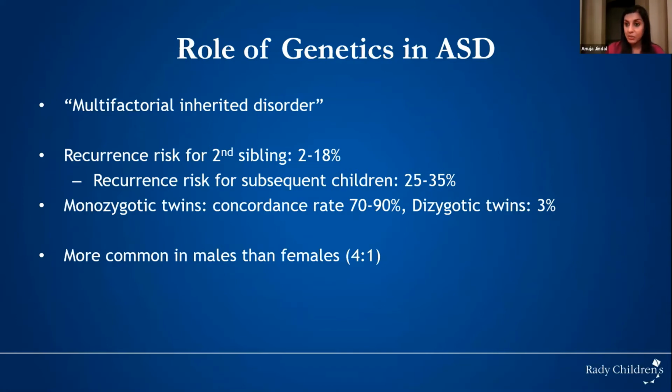But we do know that there is some sort of heritability. The recurrence risk increases with each subsequent sibling diagnosed with autism. And there's a really, really high concordance rate in monozygotic twins, as opposed to dizygotic twins, whose rate of recurrence is similar to another sibling. And for some reason, it's more common in males than females. And we feel like genetics plays a role in this a bit, especially if there's inheritance of disorders that really affect the X chromosome. And since males have only one X chromosome, they could be affected more often than a female who may have a second protective X chromosome.